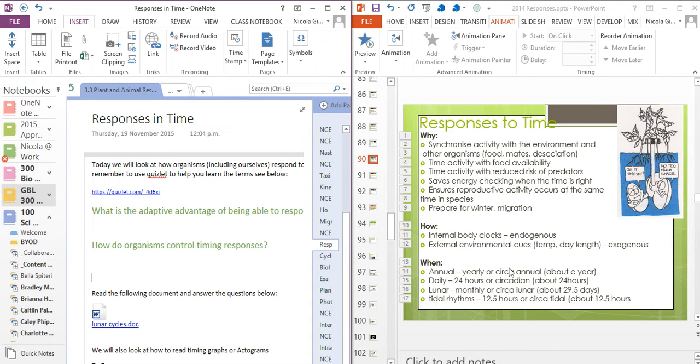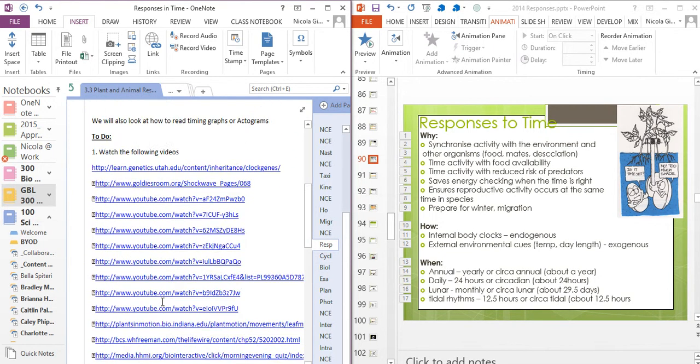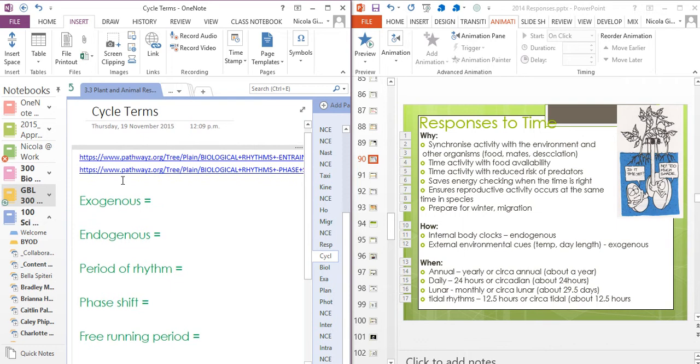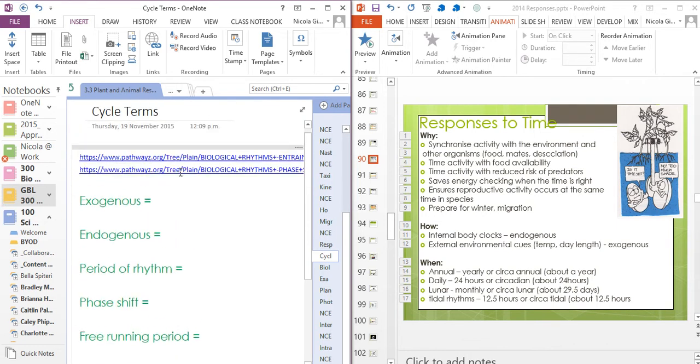And so what are the plants and animals responding to? They're responding to annual changes, daily changes, monthly changes, also things like tidal rhythms. Okay, so have a go at watching some of these websites and videos. Answer these 2 questions, and give yourself some definitions that you understand for all of these words here, okay, and then we can move on.